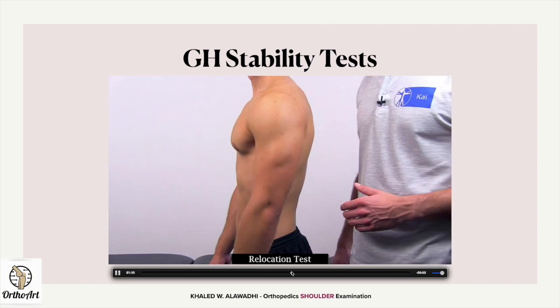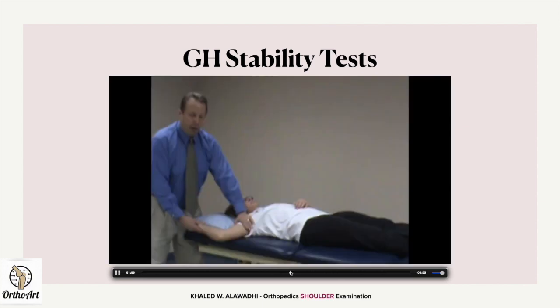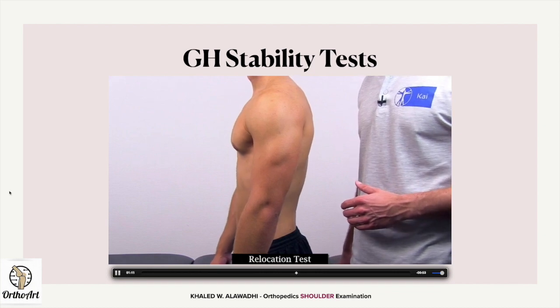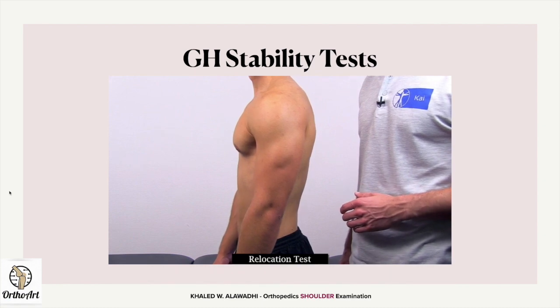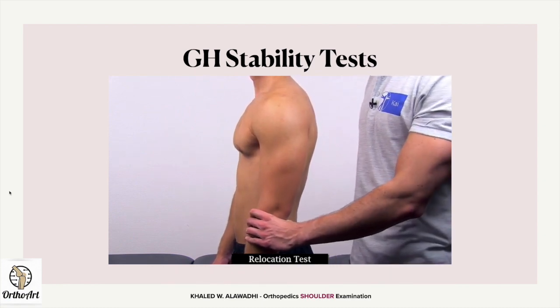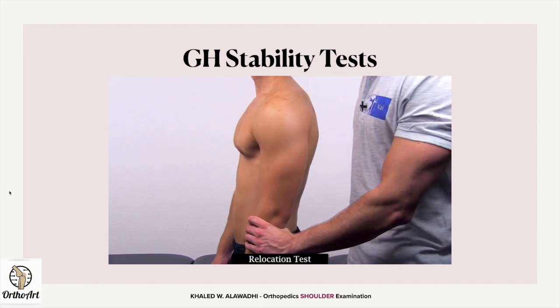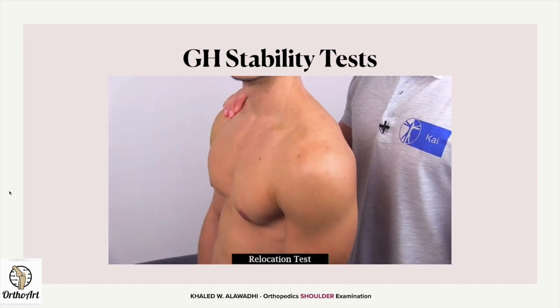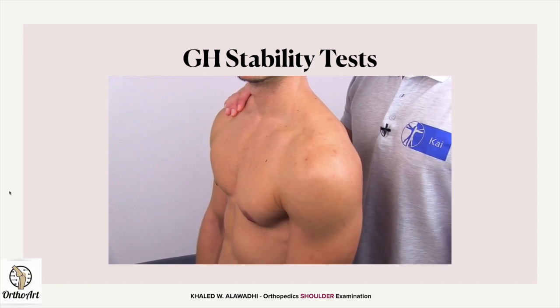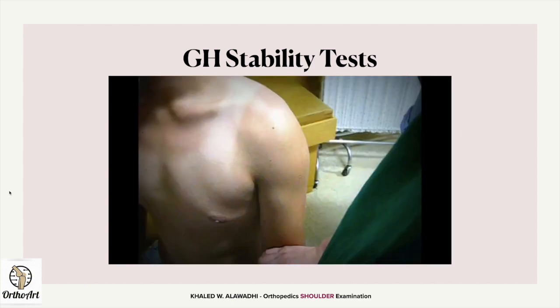My apologies, we must be switching between the two examinations. This one should be the sulcus sign test. Have your patient in a standing position with relaxed shoulder muscles. Then grab your patient's arm distal to the elbow joint and pull the arm distally. The sulcus sign is the appearance of a little dip under the acromion, or the feeling of subluxation, which is not the case in this patient.